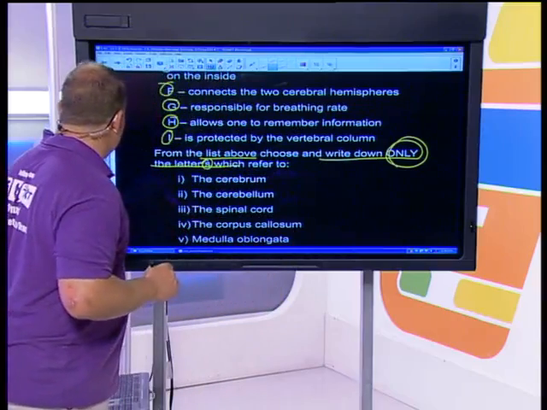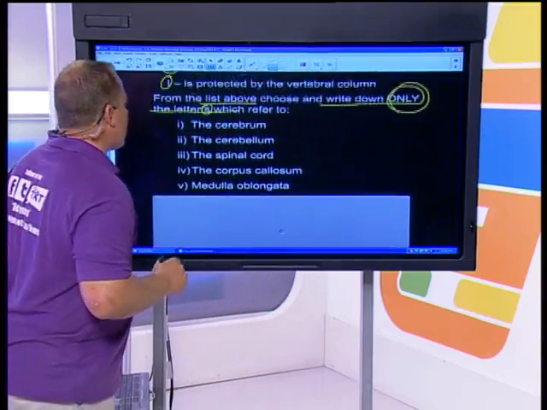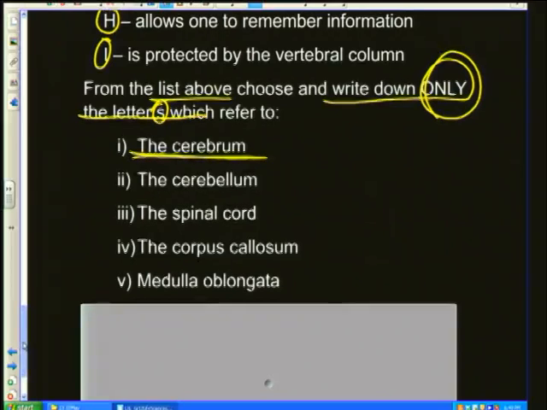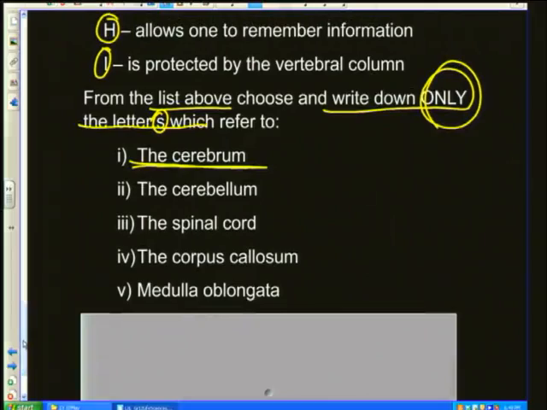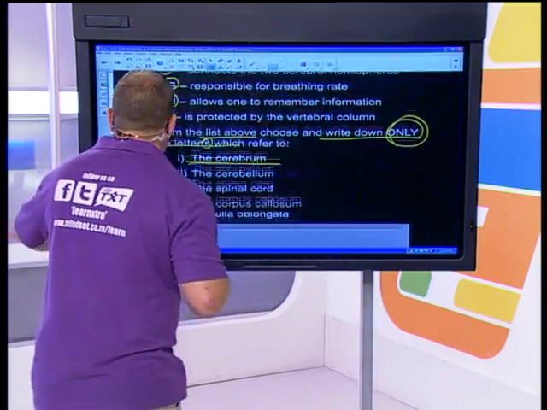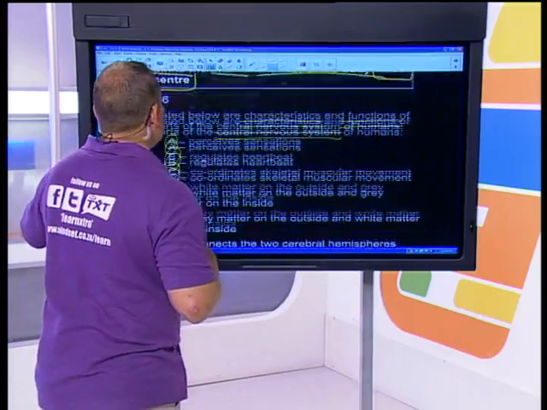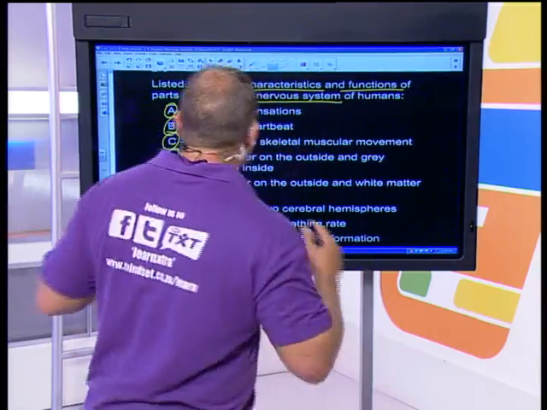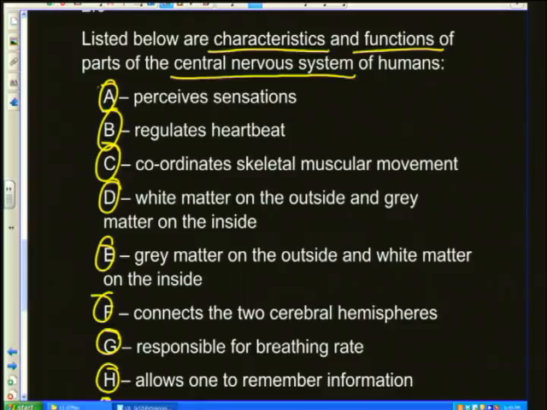Okay, cerebrum. Let's have a look at it. The cerebrum, that one. Now, what of those would work with the cerebrum? The cerebrum, perceive sensation. Of course it does. It's a big part. So it'll definitely go with A, right? Very nice. Now, I'm not going to mark these down because I'm going to give you the answers just now again. So definitely go with A.